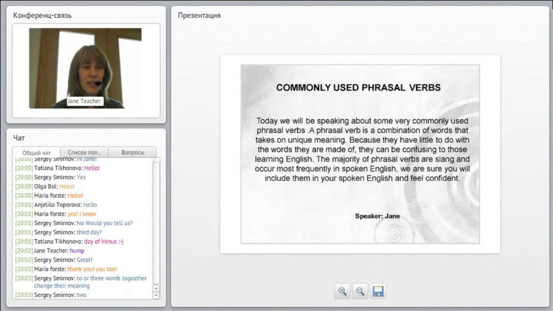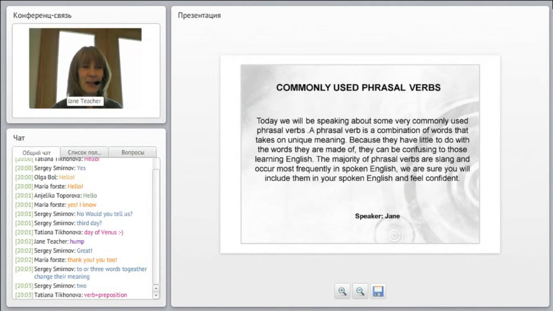2 or 3 words together that change their meaning. Okay, so yes, 2 or 3 words together. It can be 3. Oh yeah, 2. There you go. 2 or 3 spelled correctly too. Yes, 2 or 3 words together, and Tatiana says a verb and a preposition. Okay, usually yes, it's a verb and a preposition or a couple prepositions. Okay, good. So there are those words. And like Sergey said, the meaning changes.